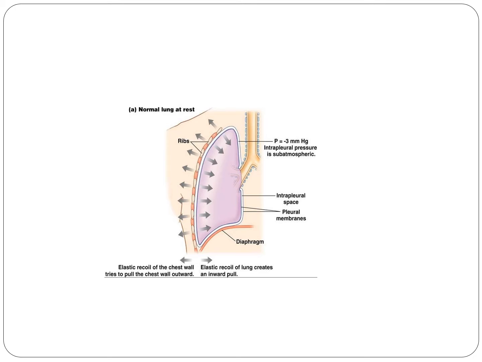At equilibrium, the inward elastic recoil of the lung balances the outward elastic recoil of the chest wall. So, the elastic recoil of the lung creates an inward pull, making the lung have a tendency to collapse. This is antagonized by the elastic recoil of the chest wall, which tries to pull the chest wall outward and antagonize the elastic recoil of the lung.